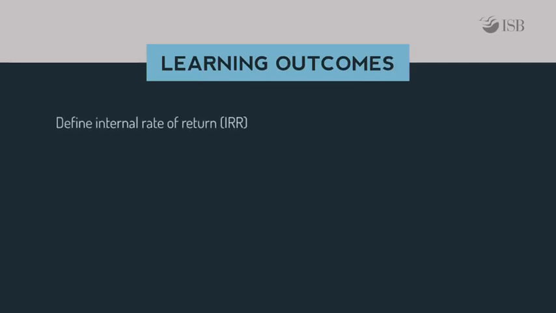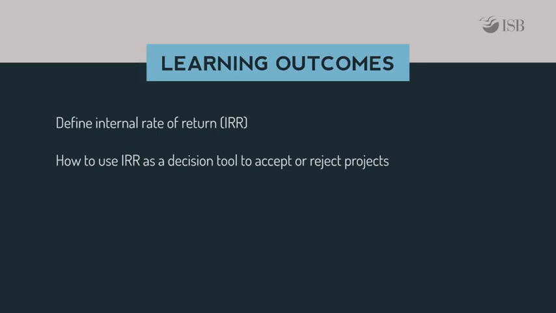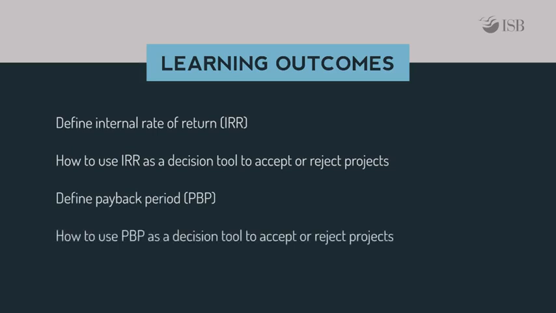This time, we will look at a second decision tool, namely the internal rate of return, IRR in short. We will look at how to calculate it and how to use its value to determine whether to accept or reject a project. We will also define the third investment decision tool, the payback period. We will see how to calculate it and how to use it to decide whether to accept or reject a project.